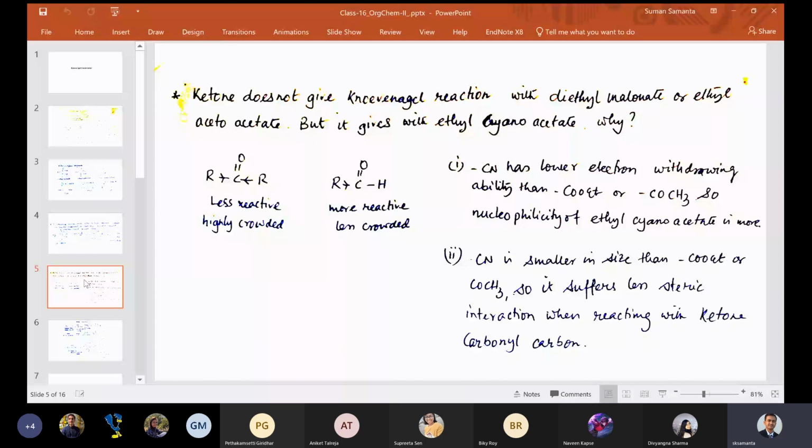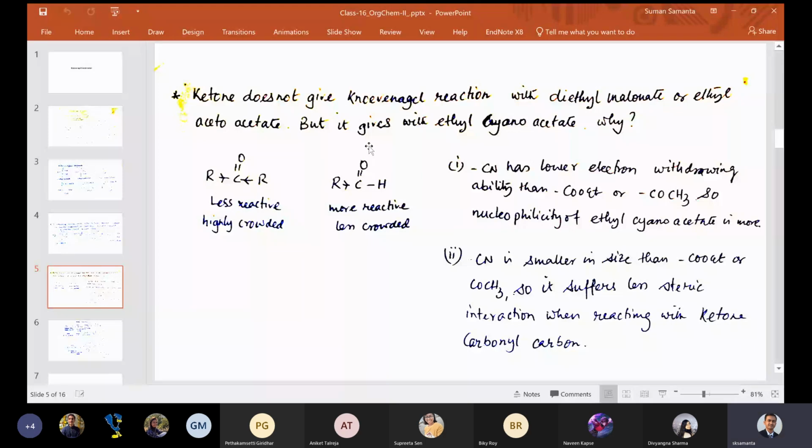Yeah, this question I think you can easily guess. It says ketone does not give Knoevenagel reaction with diethyl malonate or ethyl acetoacetate, but it gives with ethyl cyanoacetate. Why? First of all, ketone is anyway less reactive than aldehyde because you have 2 plus I groups, and here you have just 1. So anyway your aldehyde is much more reactive.